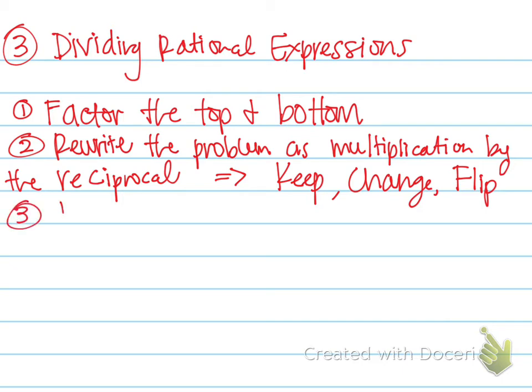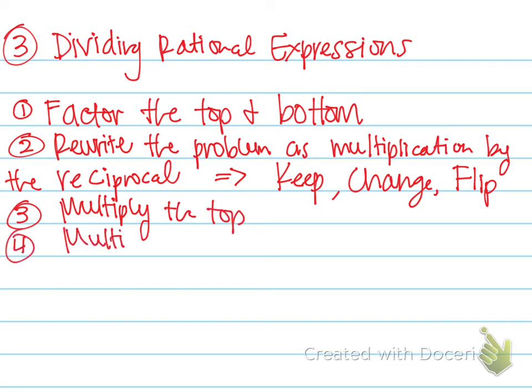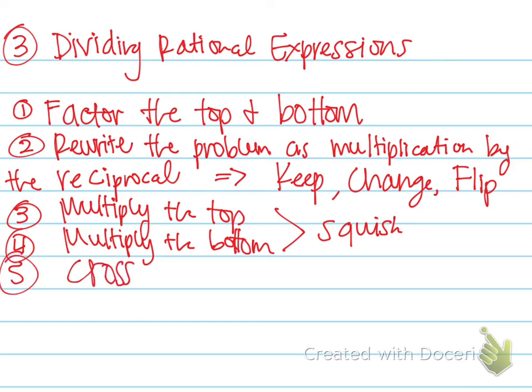The third step will be to multiply the top. The fourth step is to multiply the bottom. But remember, that means squish. And of course, the last step is to cross out the common factor. Okay? Keep those steps handy because you're going to need them for this.